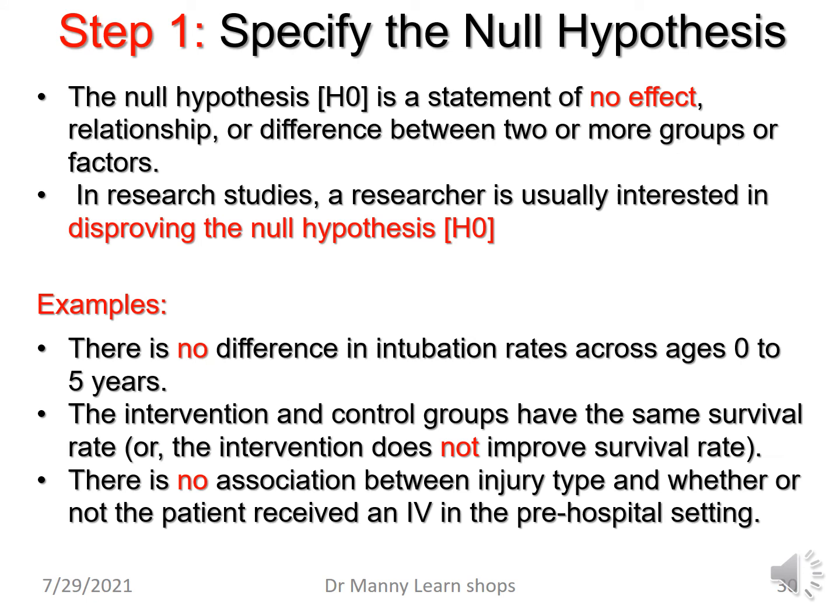Step 1. Specify the null hypothesis. The null hypothesis is a statement of no effect, relationship or difference between two or more groups or factors. In research studies, a researcher is usually interested in disproving the null hypothesis. So for example, there is no difference in intubation rates across the ages of 0 to 5 years. The intervention and control groups have the same survival rate, or the intervention does not improve survival rate. There is no association between injury type and whether or not the patient received an IV in the pre-hospital setting.